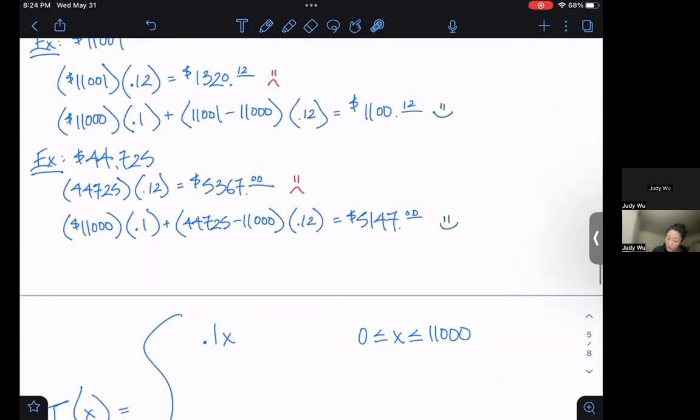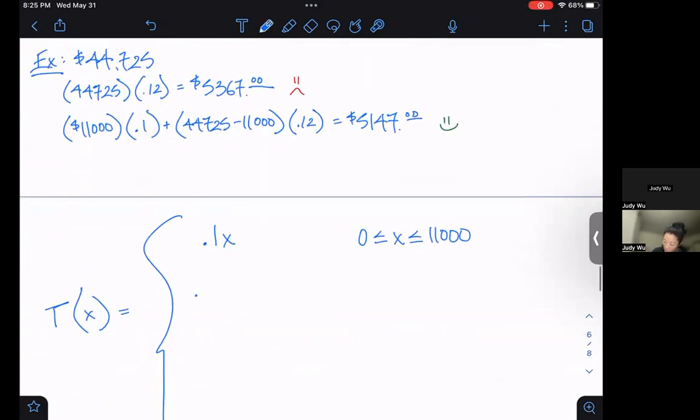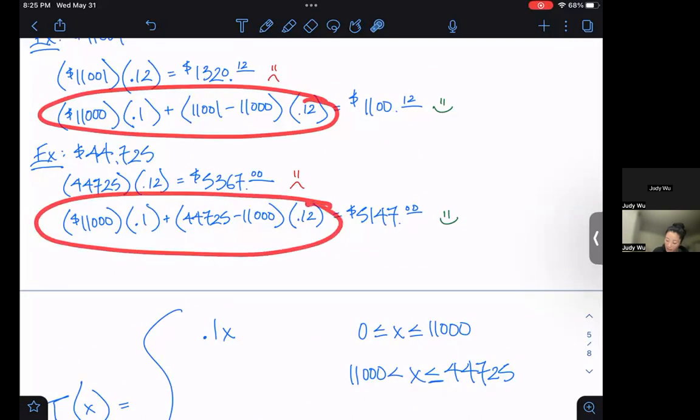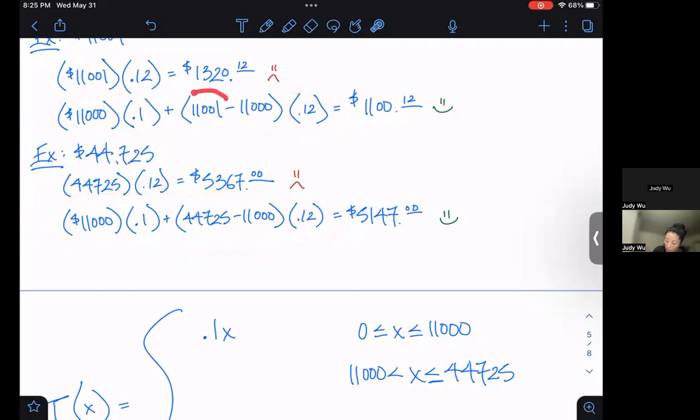Now, remember, we can't just then say 0.12x for the next clump, all the way up to 44725. It's not 12% of everything, but we can write it something like this. So the things that changed are the number that I plugged in here. So that is my salary, that's my x. But everything else, this part and the 12%, that all stays the same.